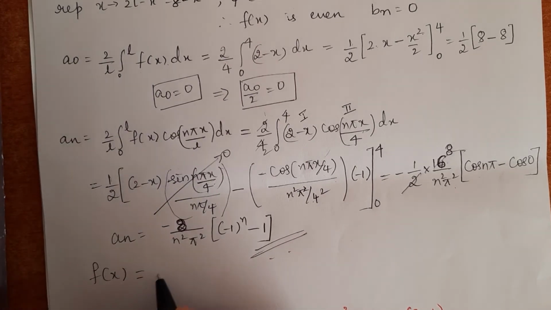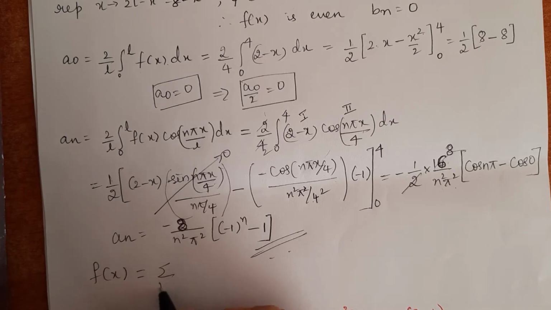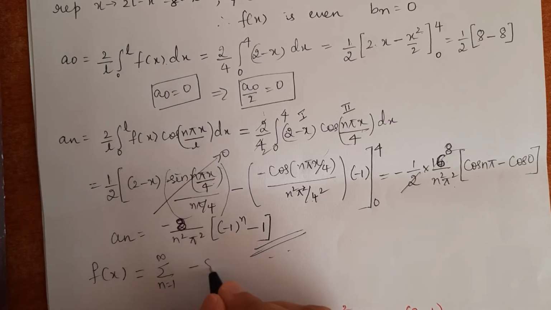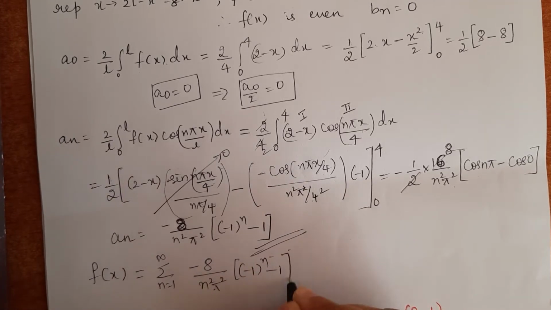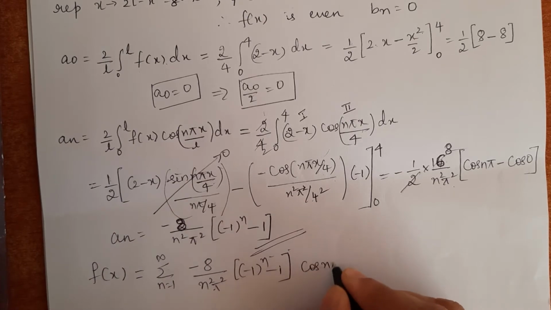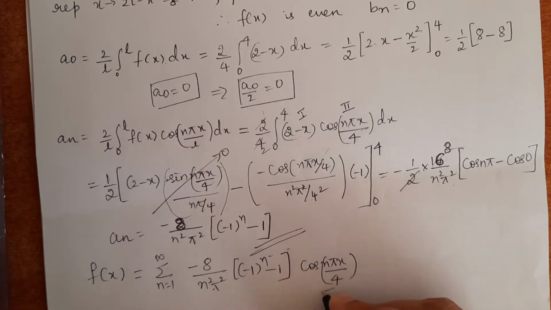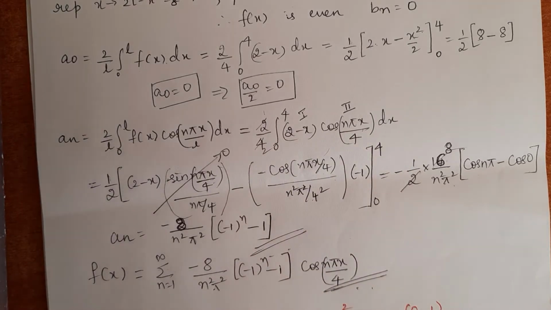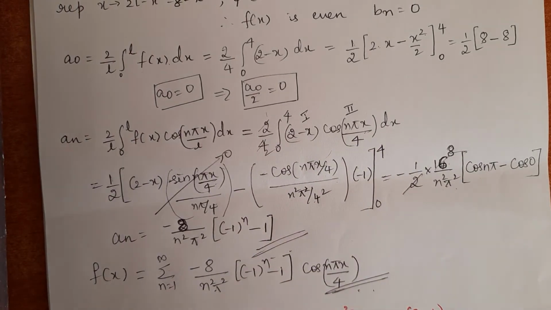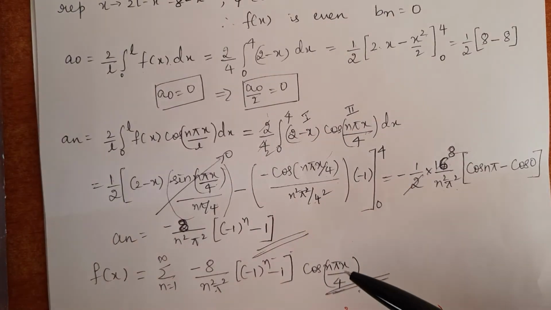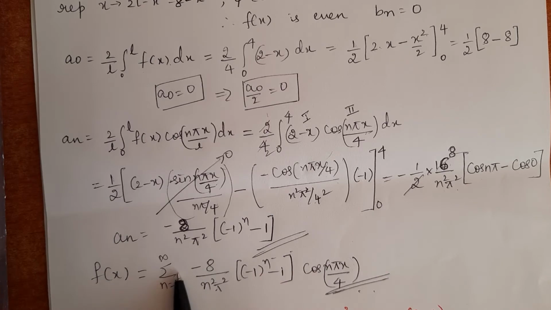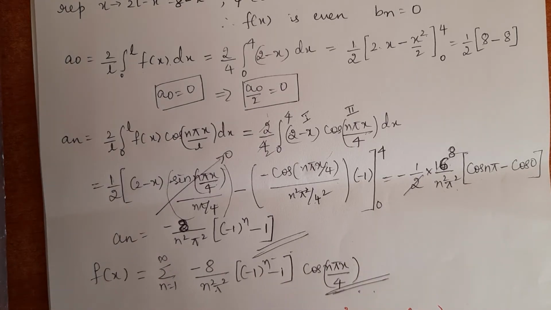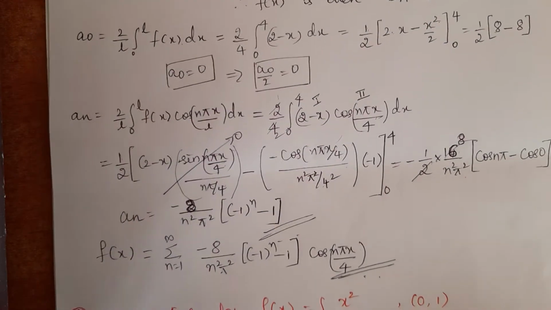F of x equals, since a0 is 0, 0 plus summation n equals 1 to infinity, an is minus 8 by n square pi square into minus 1 to the power n minus 1 into cos n pi x by 4. This is the required Fourier series expansion for the given function. Again, if they ask you any deduction part in this problem, you should substitute x as 0. Here also you should calculate f of 0. Then you should simplify this by expanding the summation. You will get the deduction part. Let us see the next problem.